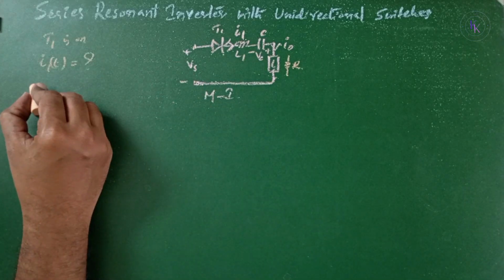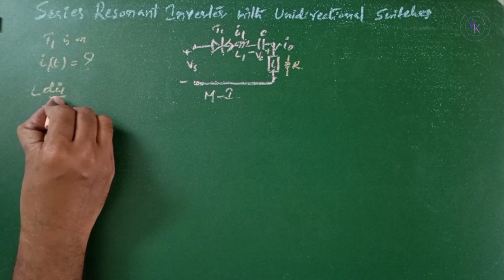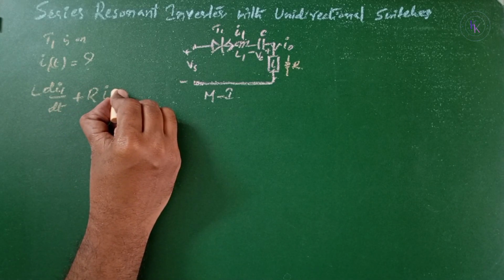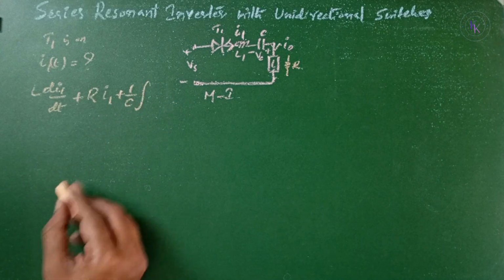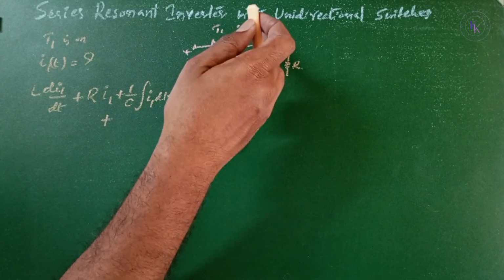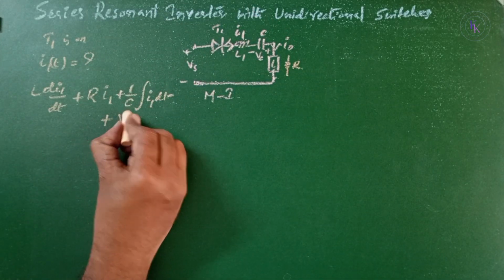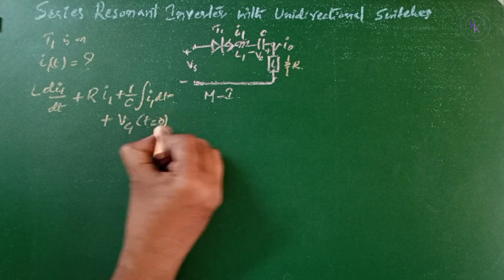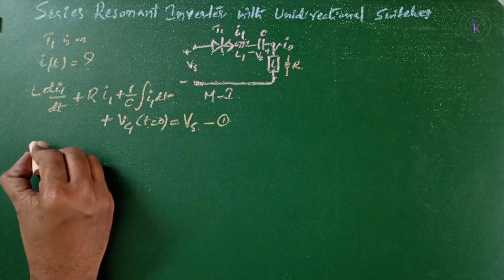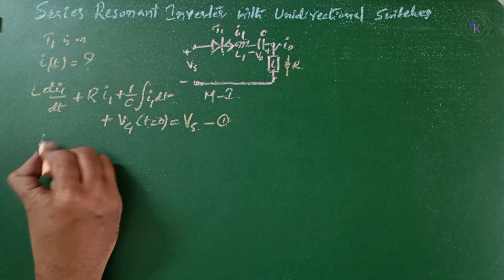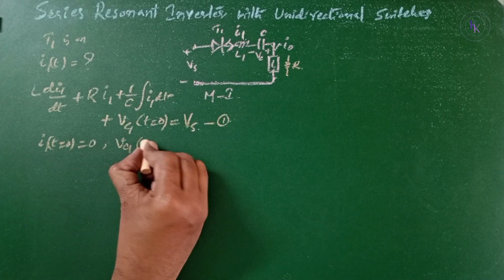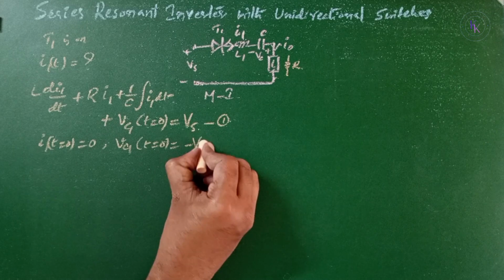From this circuit we can write that L di1/dt plus R, the load, times i1 flowing through it, plus 1/C integral of i1 dt, plus the initial voltage of the capacitor C, that is Vc1 at t equals 0, equals the total voltage Vs. Equation number 1. We know the initial conditions: i1 at t equals 0 is 0, and Vc1 at t equals 0 equals minus Vc.